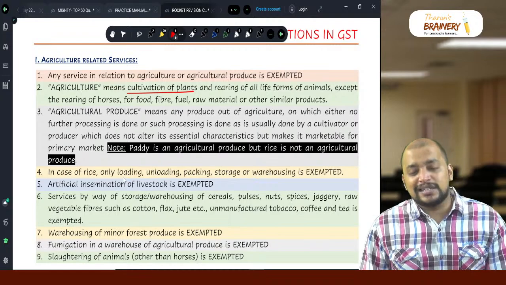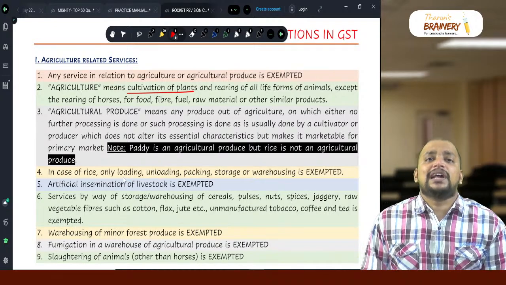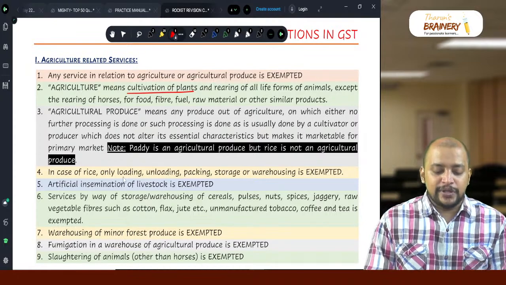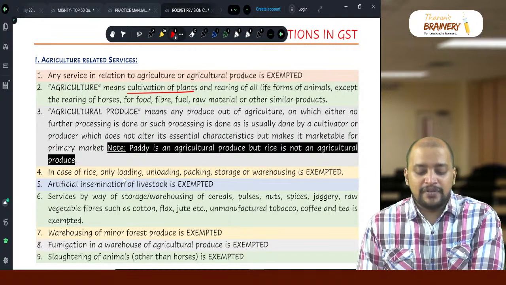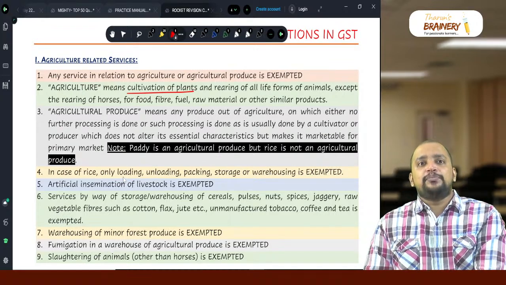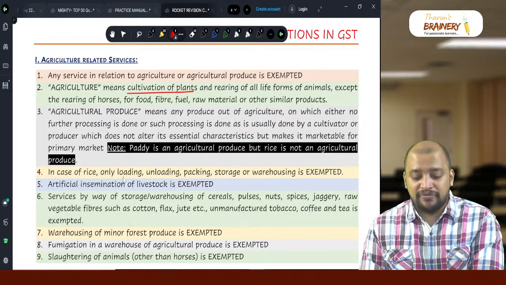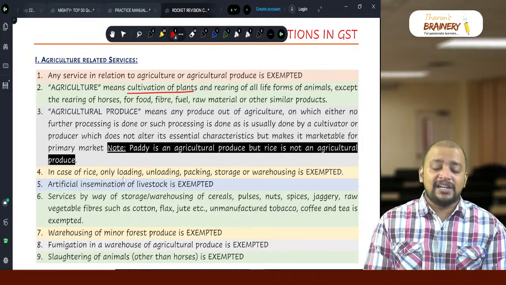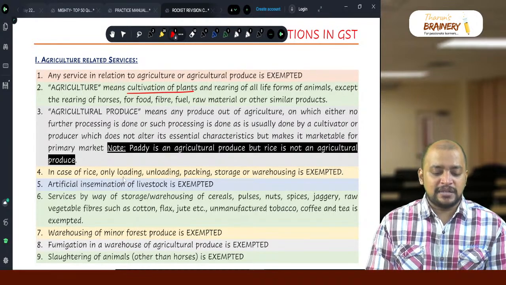Sir, why are horses excluded, sir? Because horses are not used for agriculture, that's why. Okay. So then all other animals allowed for rearing are included. For what purpose? Food, for example, poultry. Fiber, for example, silkworm farming or sericulture. Then sheep farming will come. Fuel, cattle farming. Raw material, honeybee farming or other similar products.